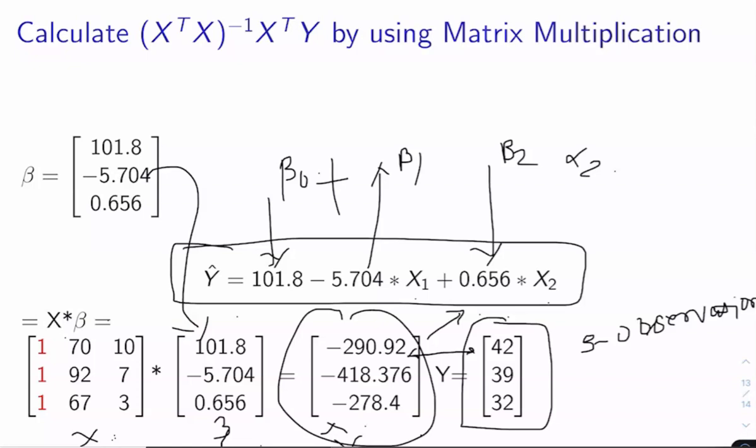But don't bother about that. There are machines which can perform matrix operations on hundreds of columns and thousands of rows, and these are the steps they follow to find the values of the different parameters: beta 0, beta 1 and beta 2.